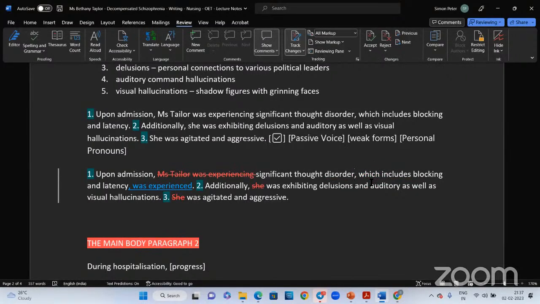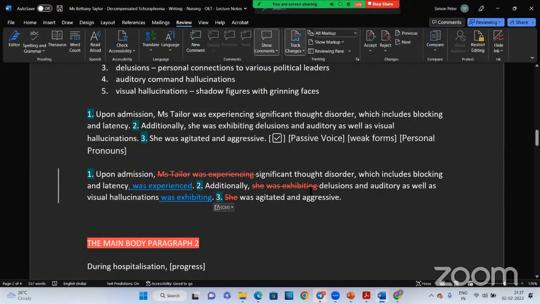That's it. Now in the same way here, "she was exhibiting" we don't want. So we'll start with the delusions and auditory as well as visual hallucinations, and this "was exhibiting" will go here.